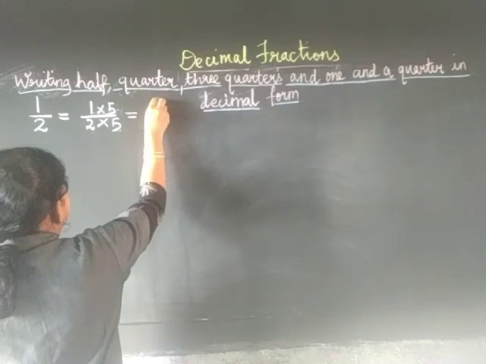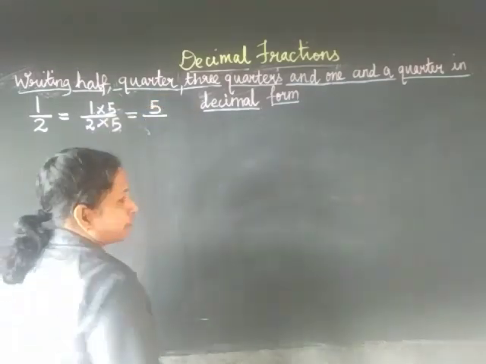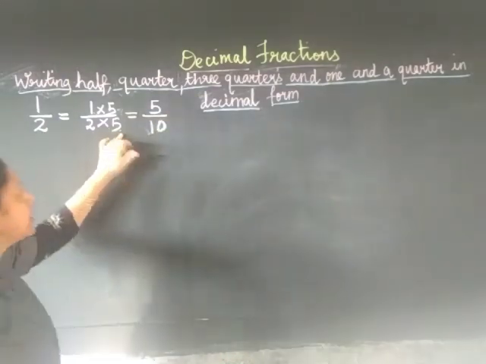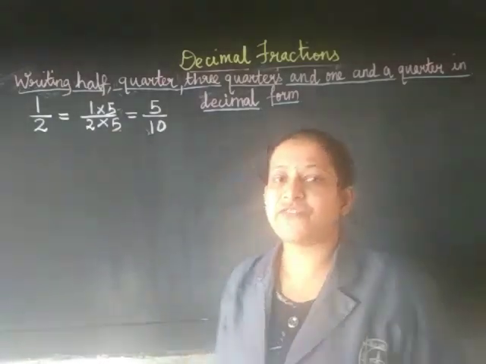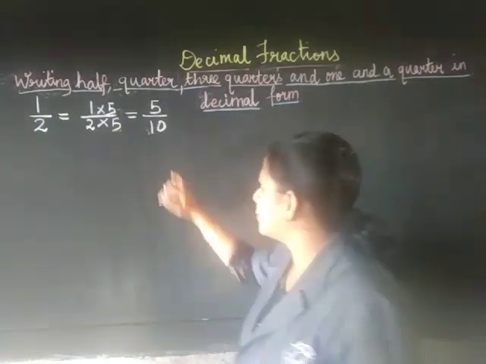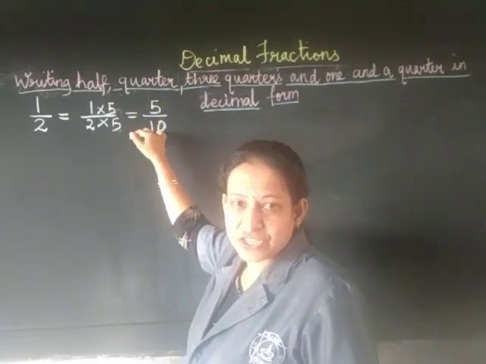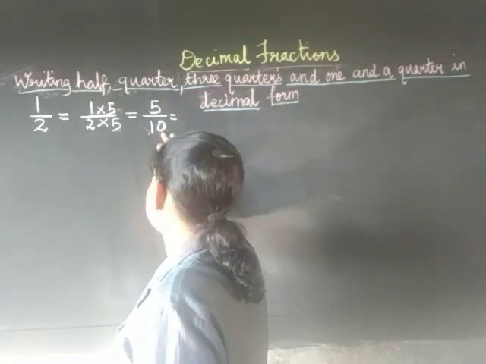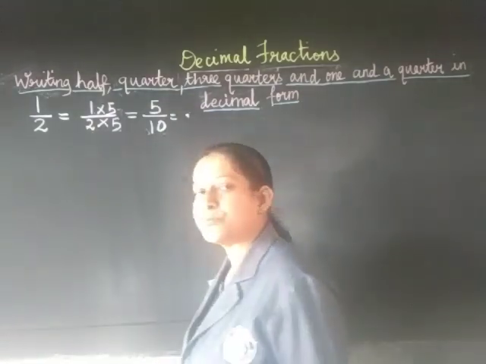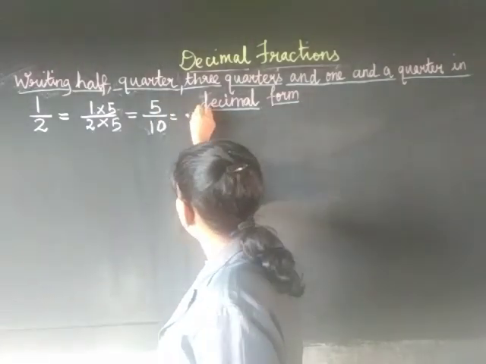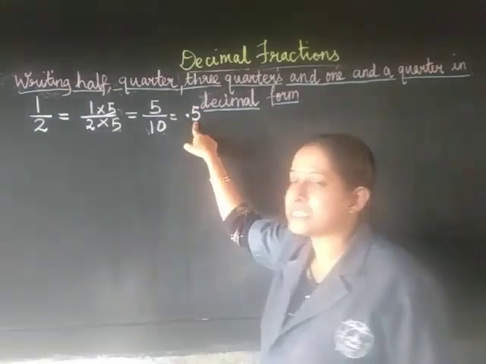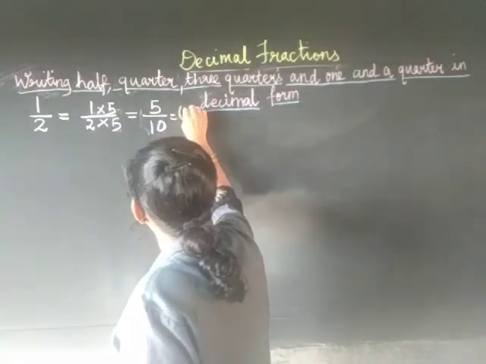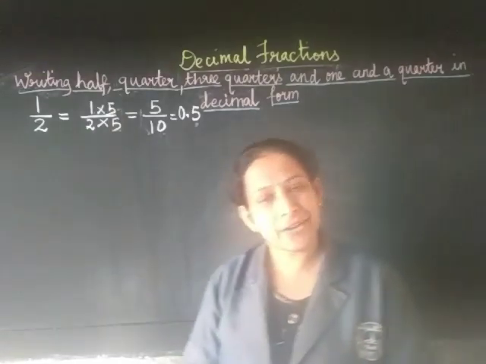So 1 into 5 becomes 5, and 2 5s are 10. Now you know that to convert 5 by 10, how we can convert this? We have learned about the conversion of a fraction into a decimal form. Now we can convert this very easily. Here 1 0 is there, so first you put the decimal point, and then 5 is in the 10th place. The first decimal place is always the 10th place. So 5 we will write here, and since no whole number is here, we will write 0. So it becomes 0.5. Correct?